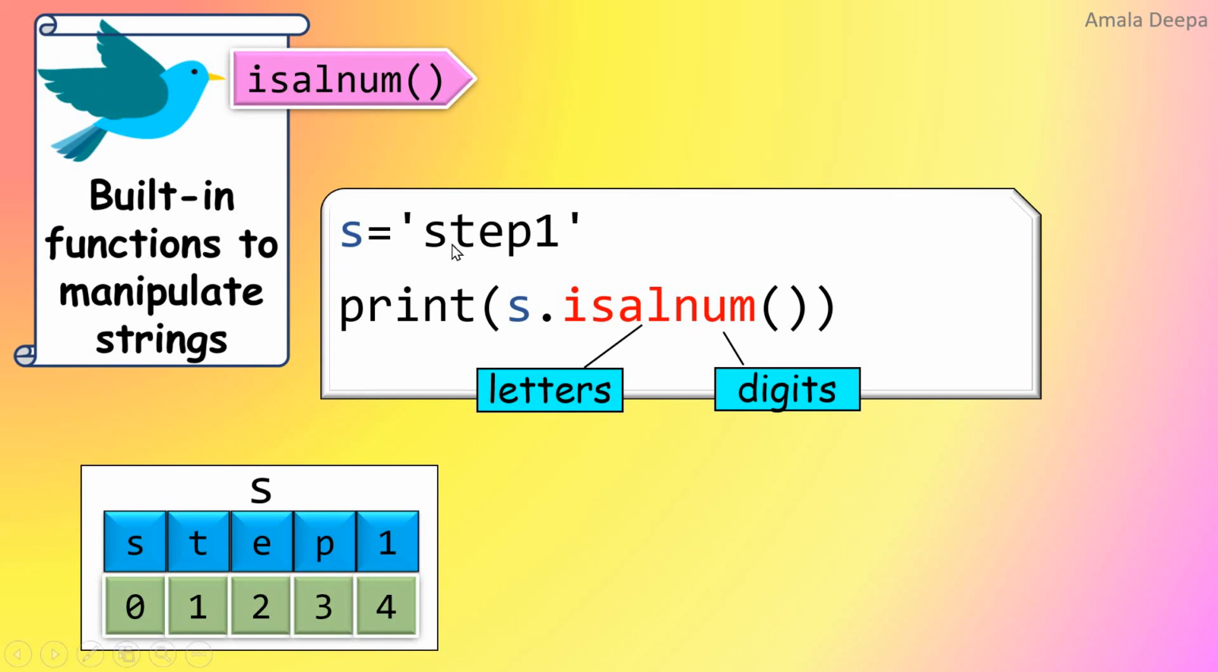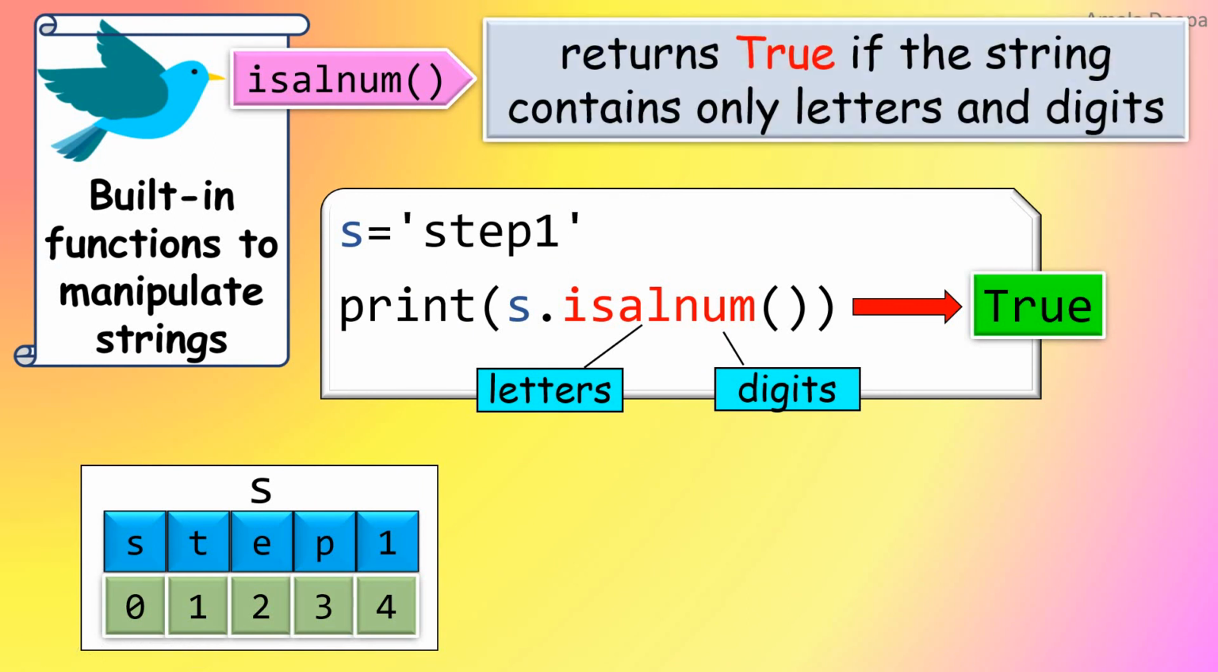Look at the string S. It contains STEP1, that is, it contains letters and 1 digit. So this print function will give the result true. So isalnum function returns true if the string contains only letters and digits.